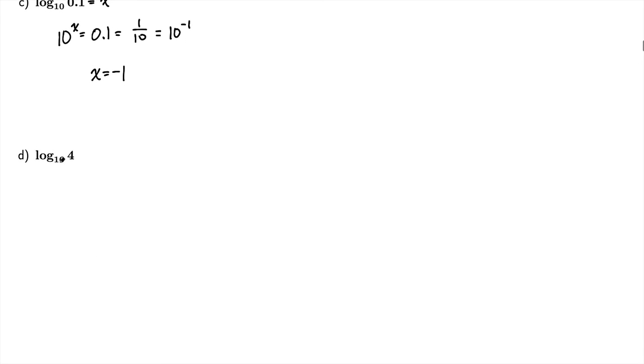For part D, we have log base 16 of 4. We'll call that x. And then writing this in exponential form, we have 16 raised to the x is equal to 4. Well, the relationship between 16 and 4 is that the square root of 16 is equal to 4. And we know that square roots are just exponents of 1/2. And so we have 16 to the 1/2 is equal to 4. That tells me that x is equal to 1/2. So log base 16 of 4 is equal to 1/2.